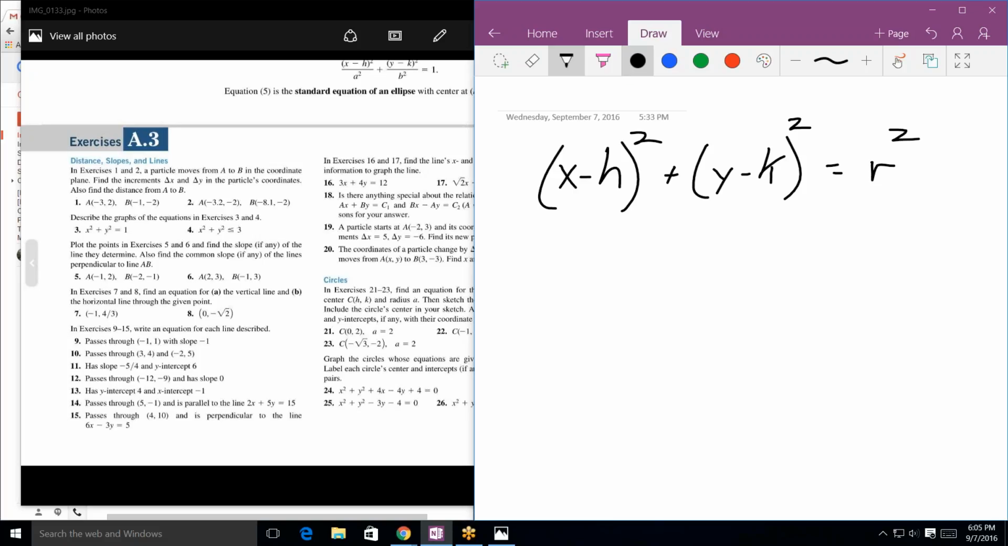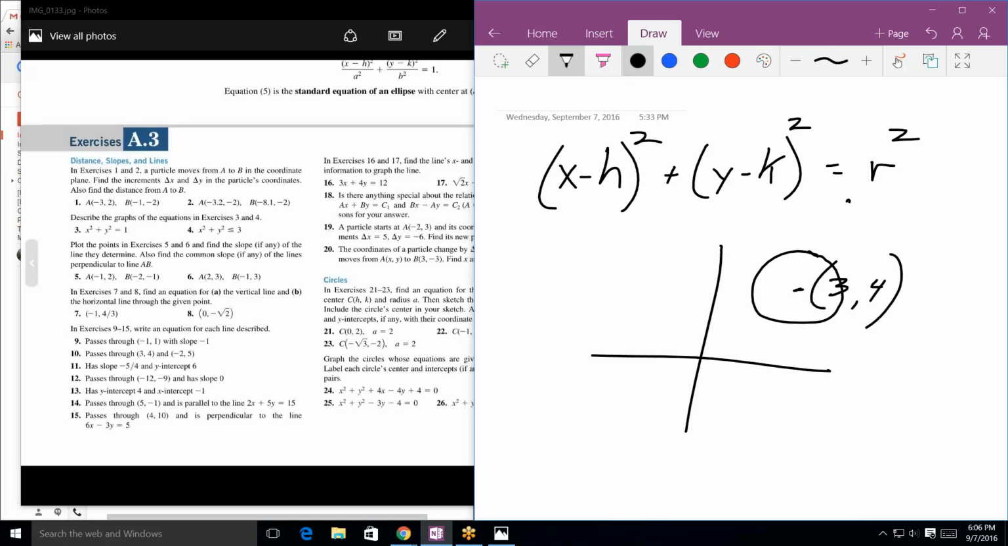What are H and K? What does that mean? The X and the Y. No, that's the center of the circle. Yeah, that's the coordinates for the center of the circle. In other words, if I had a circle that was there, and that center had coordinates 3, 4, then H would be 3 and K would be 4.